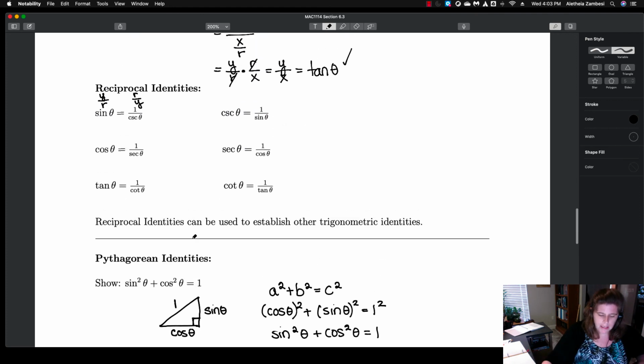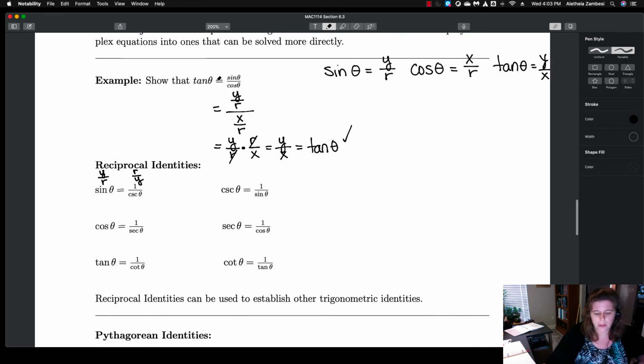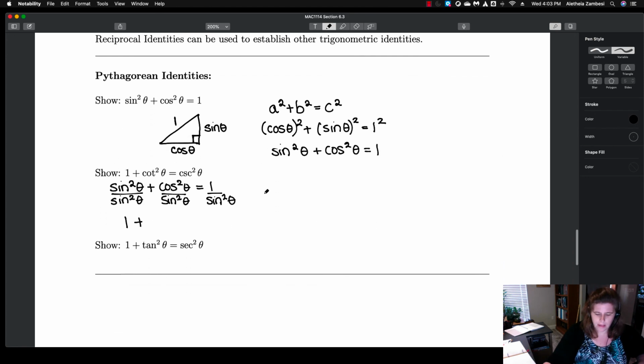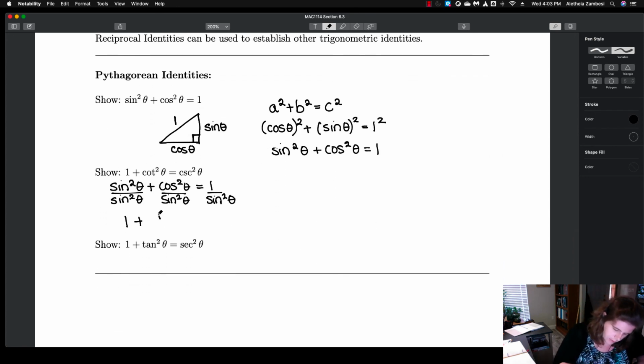Looking at my identities, cosine squared over sine squared is cotangent squared, since tangent is sine over cosine and cotangent is 1 over tangent. So I can say that this is cotangent squared theta. And then 1 over sine squared is cosecant squared theta. Similarly, if I divide the original through by cosine squared, what I get is this relationship: 1 plus tangent squared theta is equal to secant squared theta.